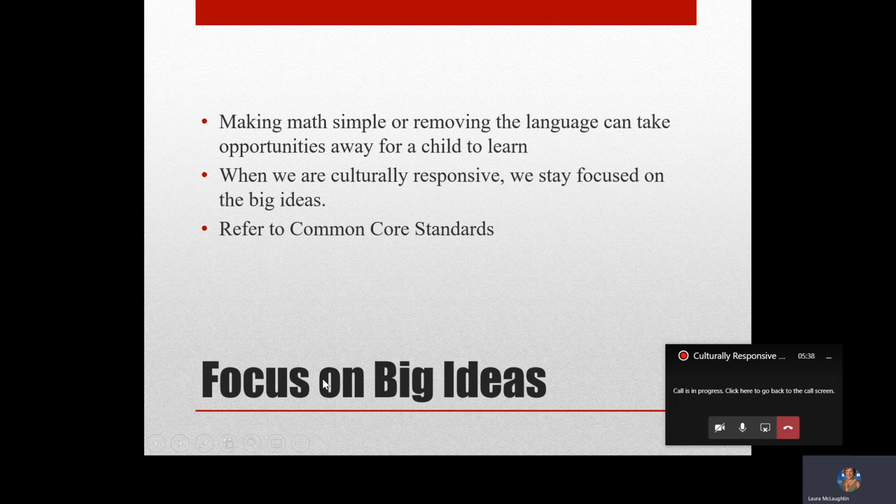Also, focusing on big ideas is extremely important. So making math simple or removing the language can take opportunities away for a child to learn. So when we're culturally responsive, we stay focused on those big ideas and refer to the Common Core standards.